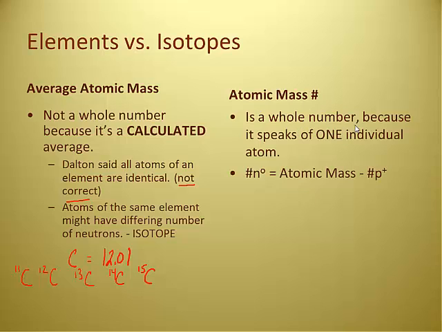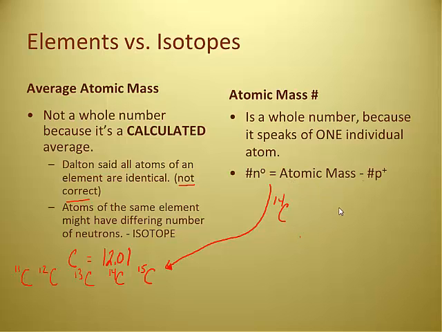The atomic mass is a whole number, so what I've actually been writing down here are atomic masses. Those are whole numbers, right? And a neat trick here is that the number of neutrons can be calculated by taking the atomic mass minus the number of protons. So say for carbon 14, the atomic mass is 14.